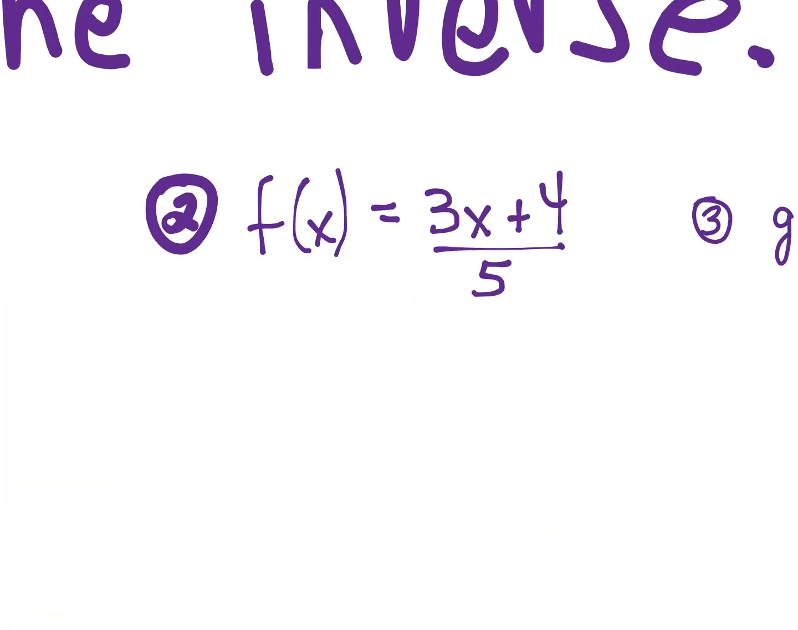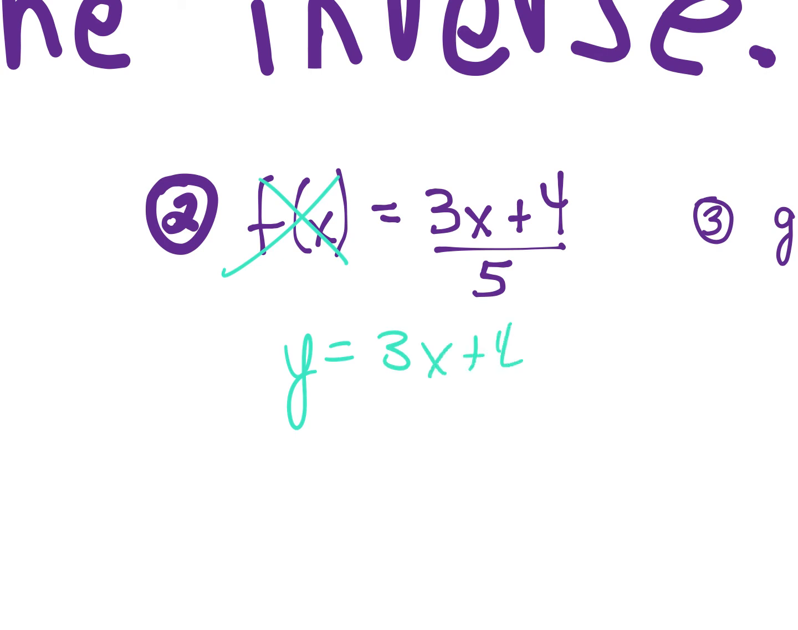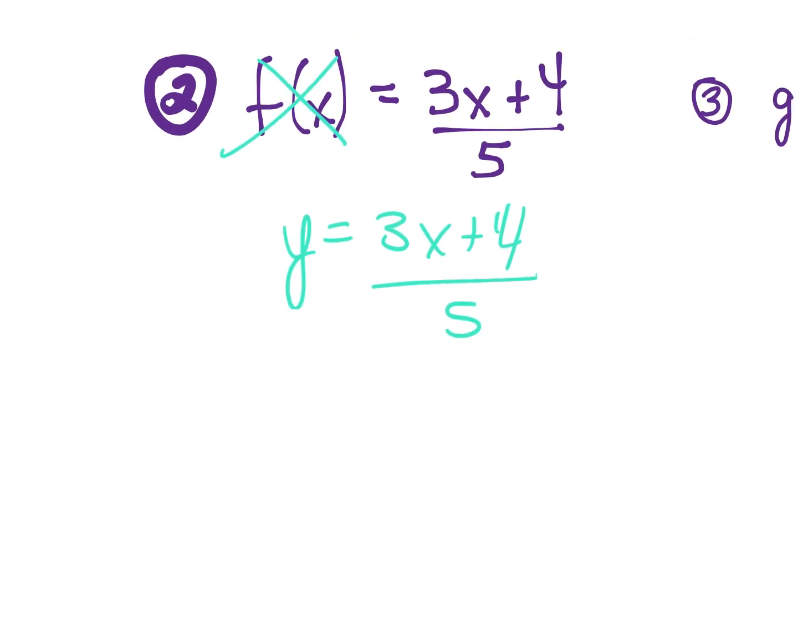So if I look at number 2, what I want you to do, first thing is cross out f of x and put y. So y equals 3x plus 4, divided by 5. All right, before I start solving, I'm not solving for x. What am I solving for? Y. I have to switch the places of x and y and then solve for y. So what am I going to do first, my friends? I'm going to multiply both sides by 5. Good.